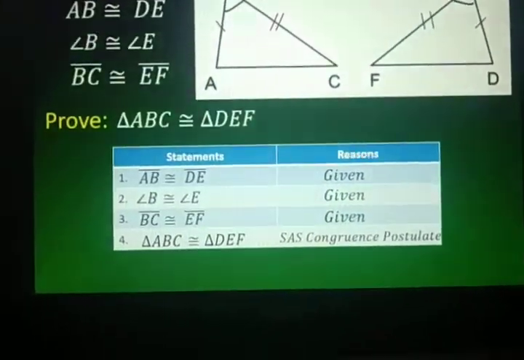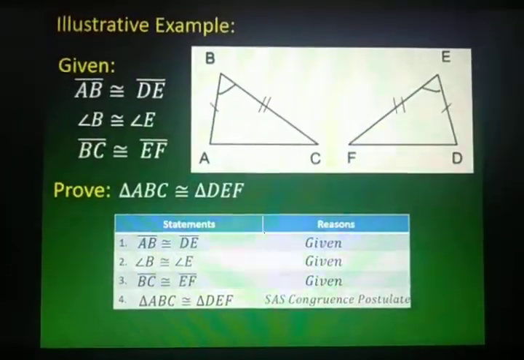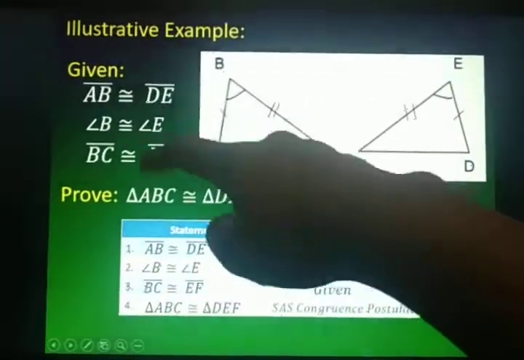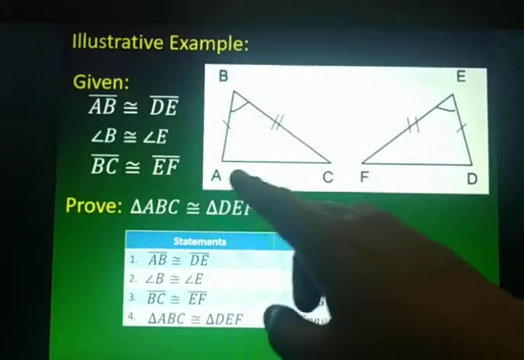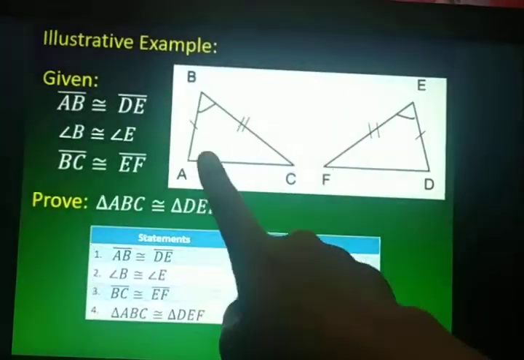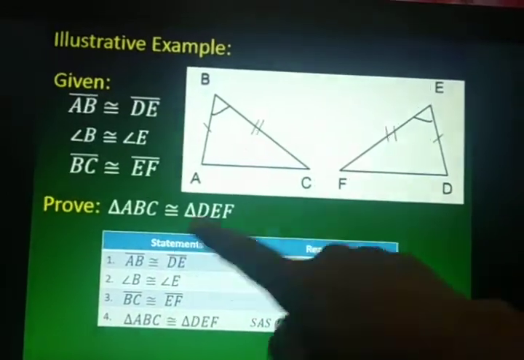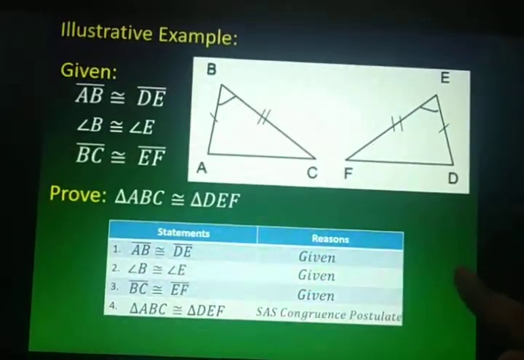And so, that's it. Okay, again, all the statements there are taken from the given. In the given, we stated all the corresponding parts of our drawing of our two triangles. And so, this is the two-column form of proving it.